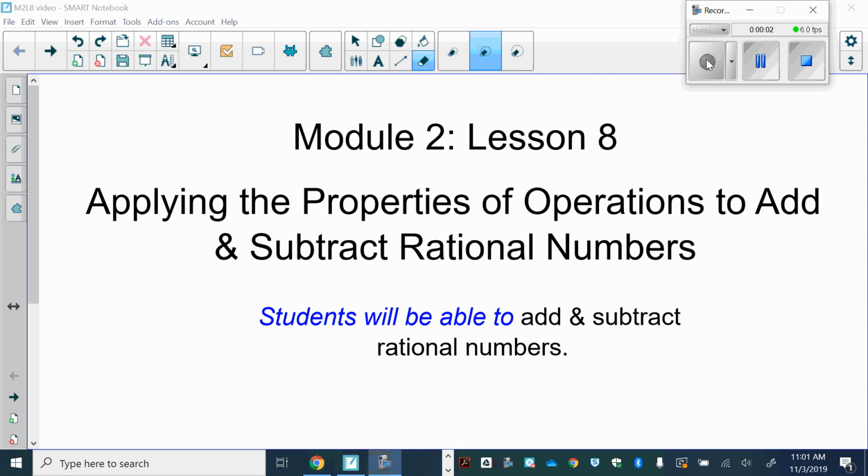Hi everybody. Module 2, Lesson 8. Applying the properties of operations to add and subtract rational numbers. Students will be able to add and subtract rational numbers.